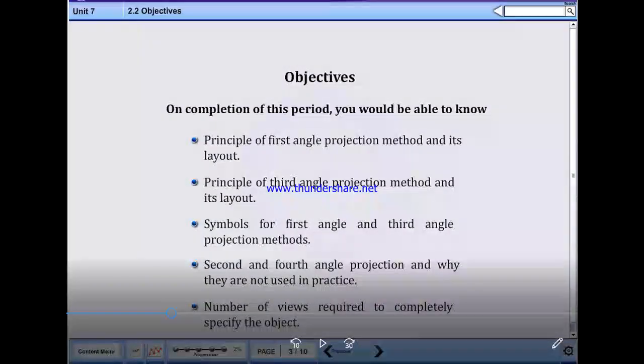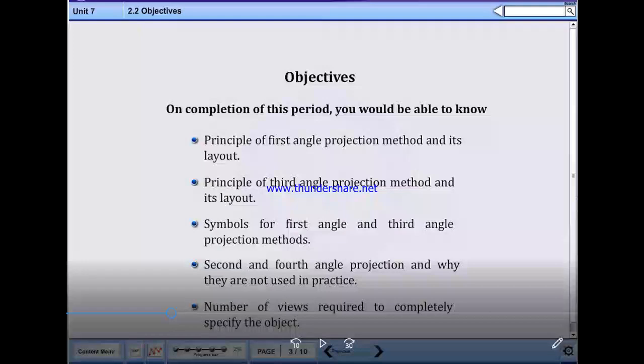Next topic is first angle projections. In this, the objectives: on completion of this topic, you should be able to know the principle of first angle projection, method and its layout, principle of third angle projection, method and its layout, symbols for first angle and third angle projection methods, second and fourth angle projection, and why they are not used in practice.